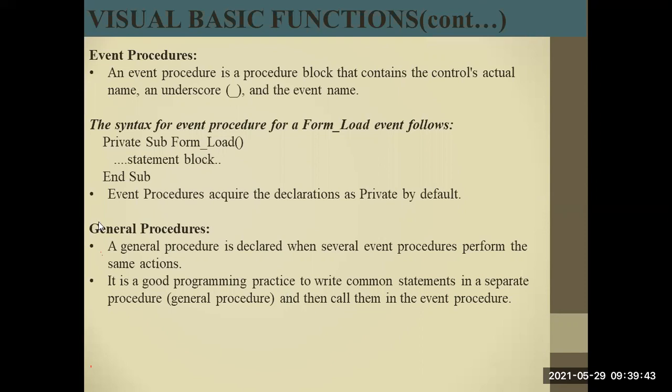Now general procedure. A general procedure is declared when several event procedures perform the same action. So if there are a number of event procedures which are performing the same action, then in that case we can group these procedures together and say these are general purpose procedures. It is a good programming practice to write common statements in a separate procedure, that is a general procedure, and call them in an event procedure.